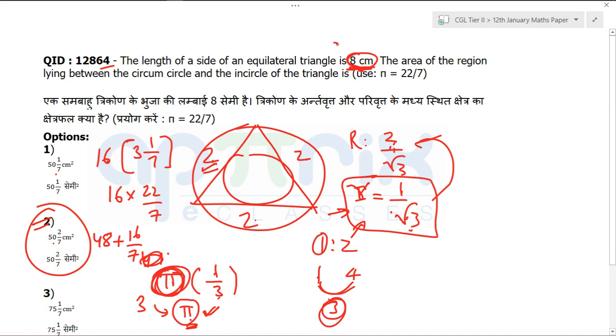So irrespective of whatever side they are giving, with the knowledge of this one standard equilateral triangle, you are free from formulas. You don't need to know any formula at all. You can easily mark the answers.